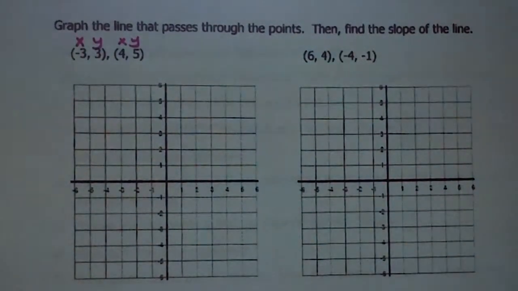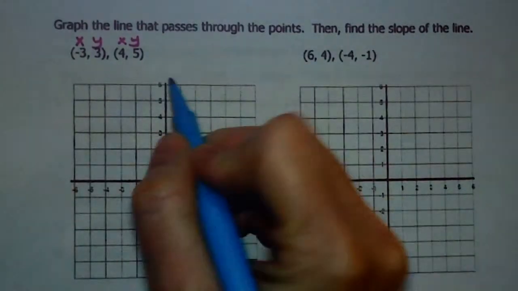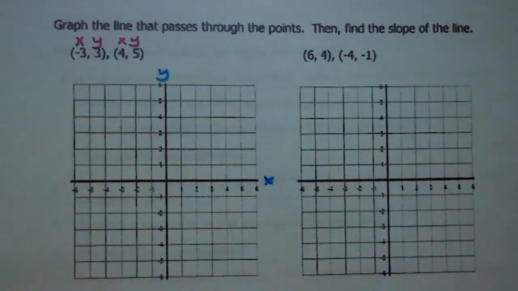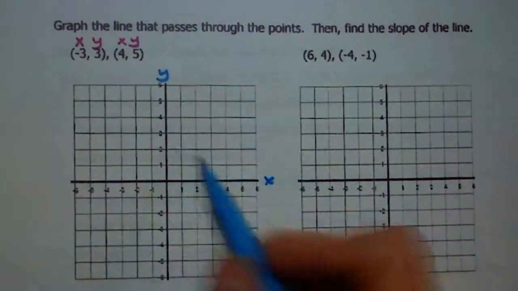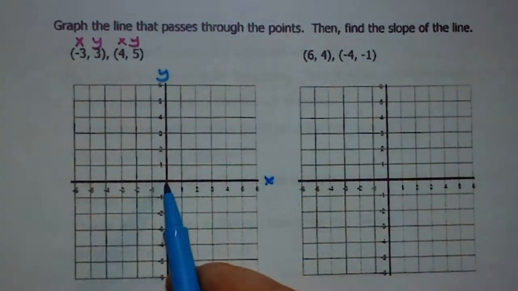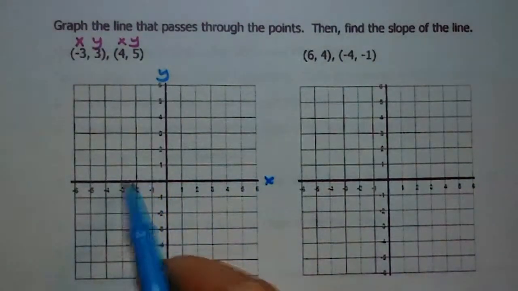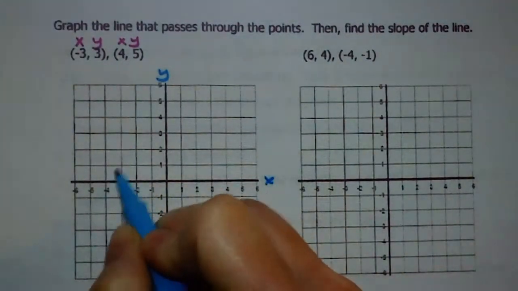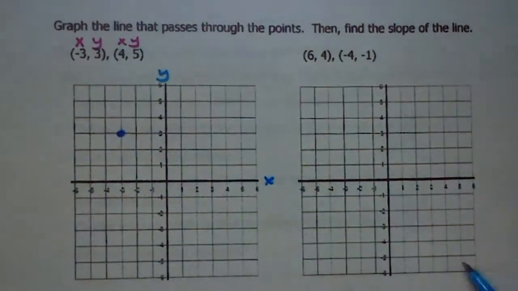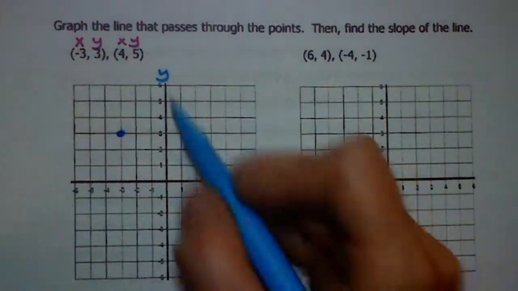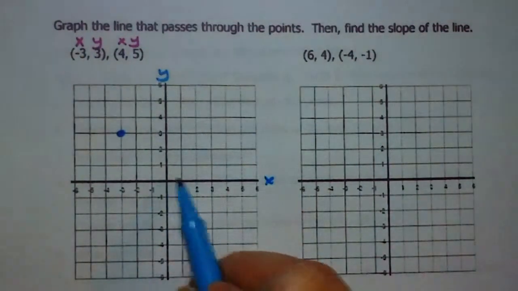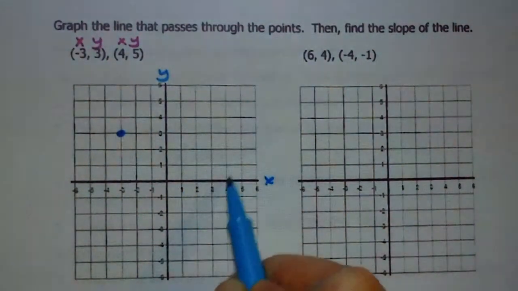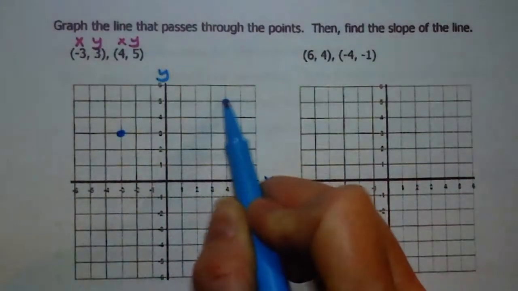All right, welcome back. Okay, so let's plot these ordered pairs. And again, remember, this is x, this is y. So the first one, (-3, 3). This first number means -3 on my x-axis, so left 3. And the second 3 means up 3 on my y. Again, different than slope. The second ordered pair, (4, 5), go back to the origin, means right 4, 1, 2, 3, 4, and up 1, 2, 3, 4, 5.